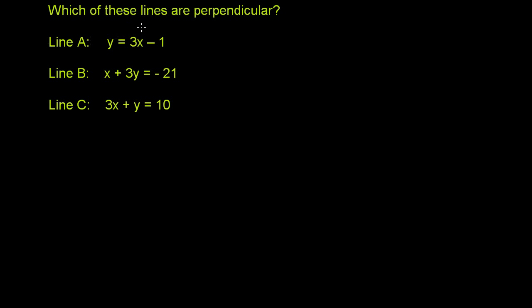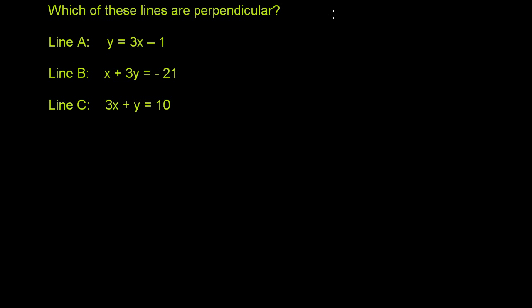We are asked, which of these lines are perpendicular? And it has to be perpendicular to one of the other lines. You can't be just perpendicular by yourself. And perpendicular lines, just so you have a visualization for what perpendicular lines look like, two lines are perpendicular if they intersect at right angles.